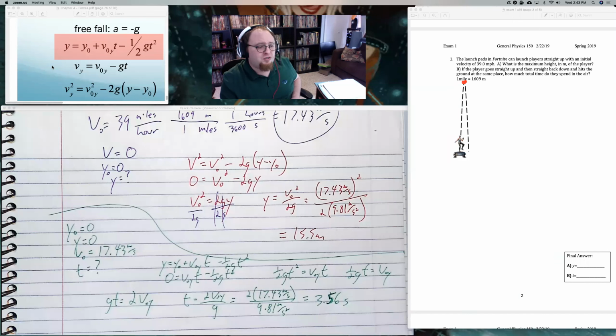If you could have also done it using this middle equation and saying Vy is negative 17.43, people who did it that way, I also gave full credit. It doesn't matter which way you do. I'm not going to be like, you must do it my way. You can do it either way. But that is how it was done. All right. Any questions on this problem?